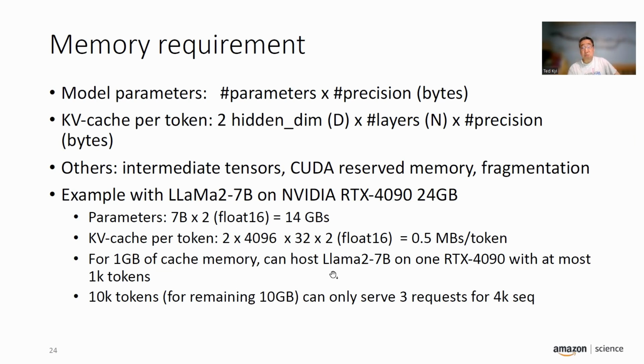So I think of, as a consumer, an RTX 4090 is a pretty high-end GPU. And it says that if you've got Llama 2 7 billion loaded on it and 1 gig of cache memory, then basically you can handle at most 1,000 tokens, even on the smallest Llama 2. Again, we're going to get into other tricks and whatnot, but this is just naively loading the model with 16-bit weights and whatnot.